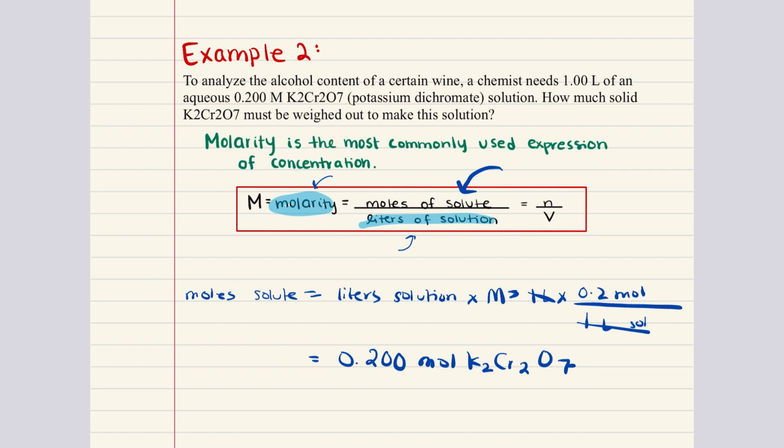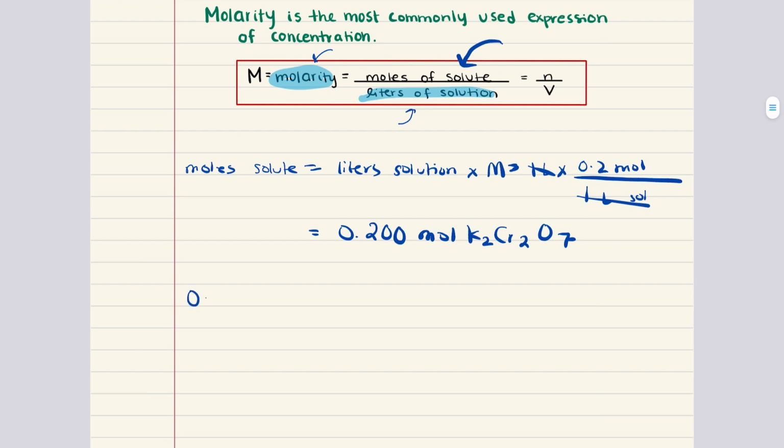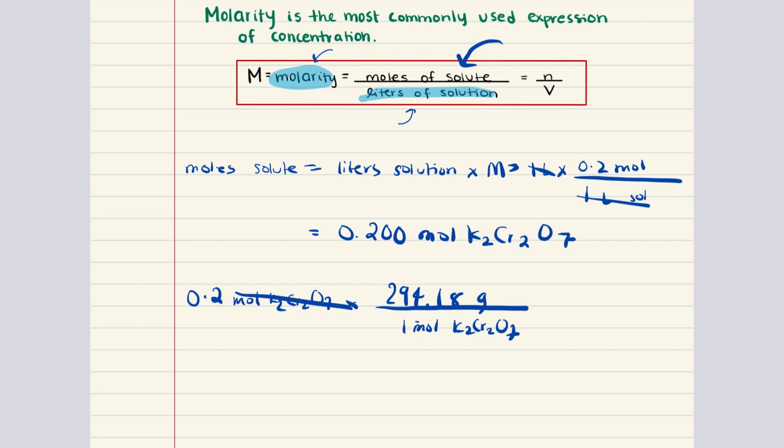Molar mass of potassium dichromate is 294.18 grams per mole. So let's go ahead and set that up. We have 0.2 moles of potassium dichromate. We're going to multiply it by the molar mass. 1 mole of potassium dichromate is equal to 294.18 grams. Moles of potassium dichromate cancel out. We're going to get our answer in units of grams of potassium dichromate.